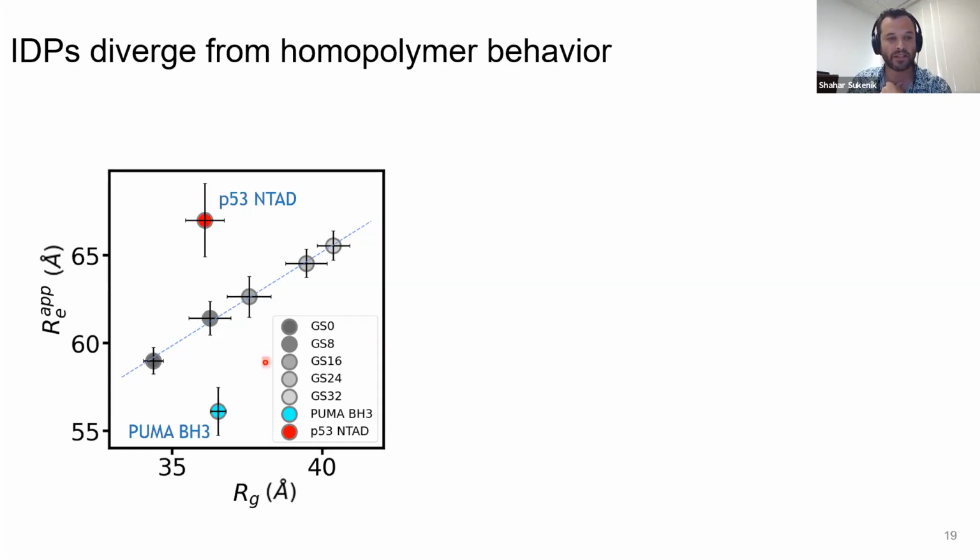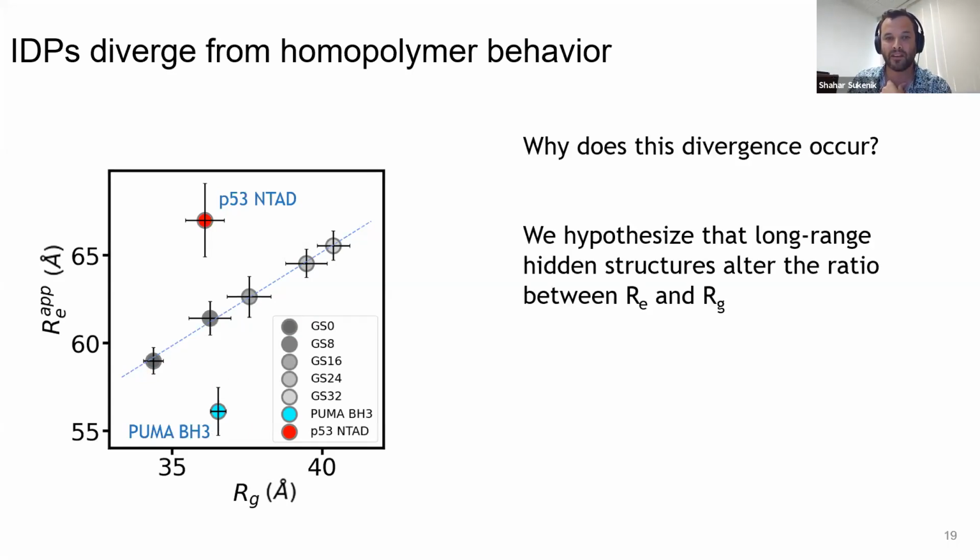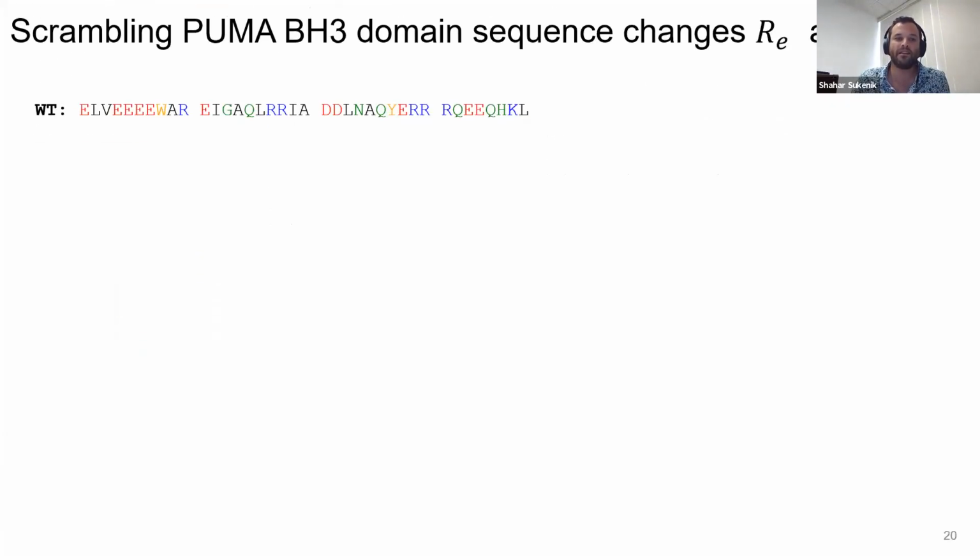And so this is not really what we expected to see, right? This implies that something here is very, very different from the glycine serine repeats. And so again, our go-to are these long-range hidden structures that exist in these heteropolymers, but not in a homopolymer, and alter the ratio between RE and RG. And so we thought, how can we test this hypothesis? Well, one way to do that would be to take the sequence of one of these IDPs and scramble it up. So we took the Puma BH3 domain, you see the sequence over here.